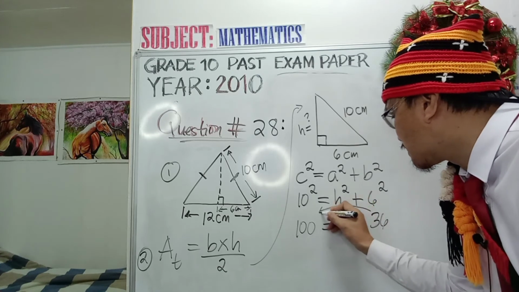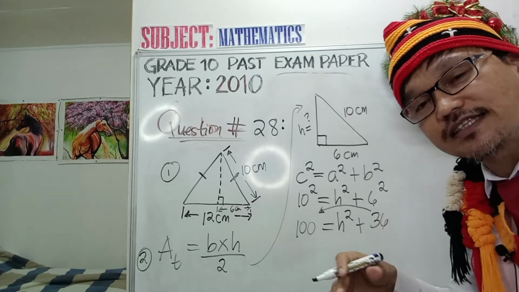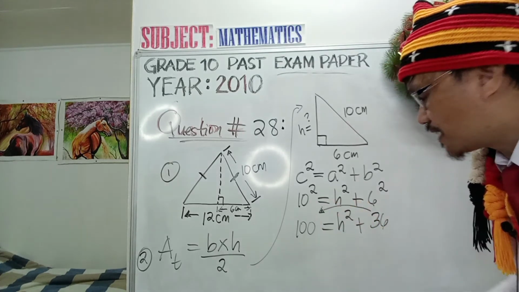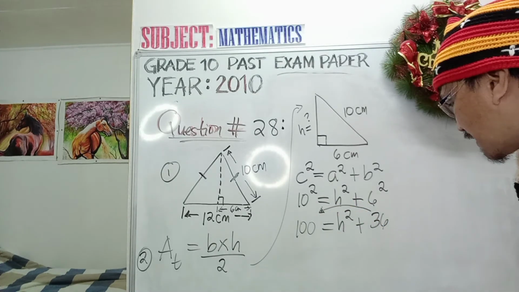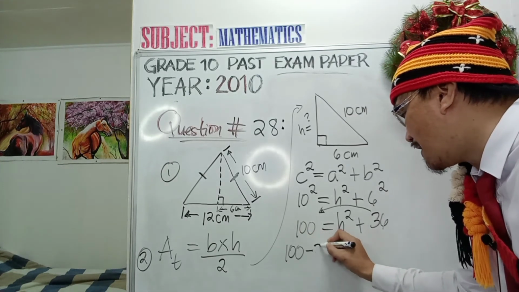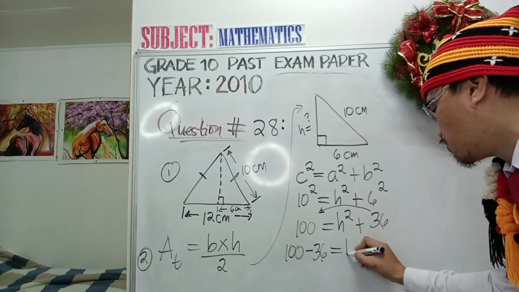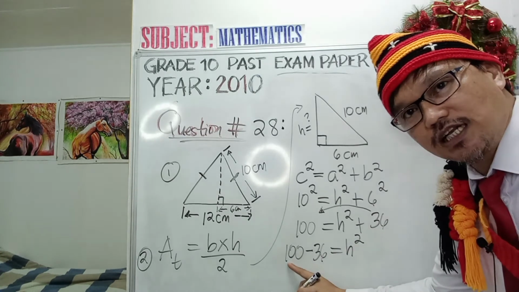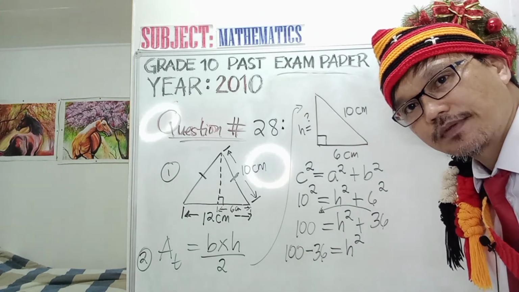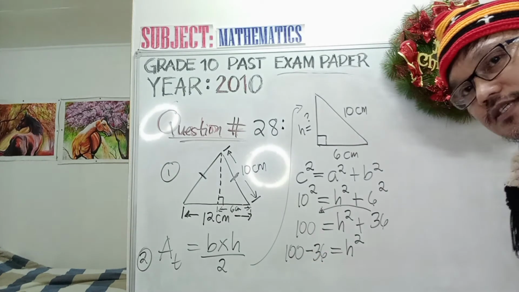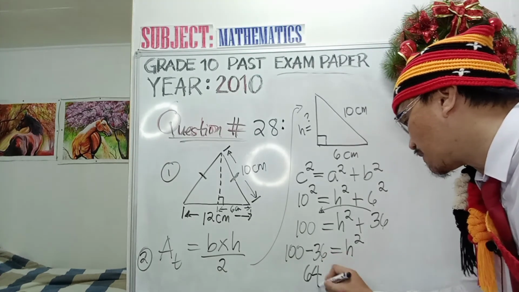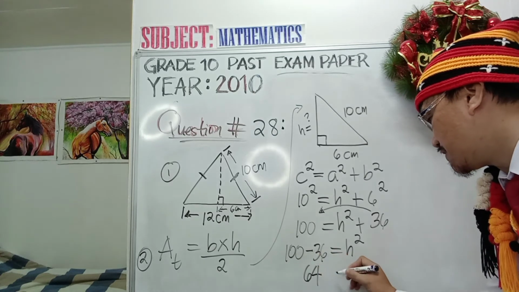Okay, that's 36. Now, to find our height, which is expressed in index h squared, we need to move the 36 to the other side, meaning collecting like terms. That's algebra. The positive 36, when we move it to the other side of the equation, becomes negative 36. So we have 100 minus 36 is equal to h squared. What is the difference between 100 minus 36? The correct answer is 64. Okay? 100 minus 36 is 64.